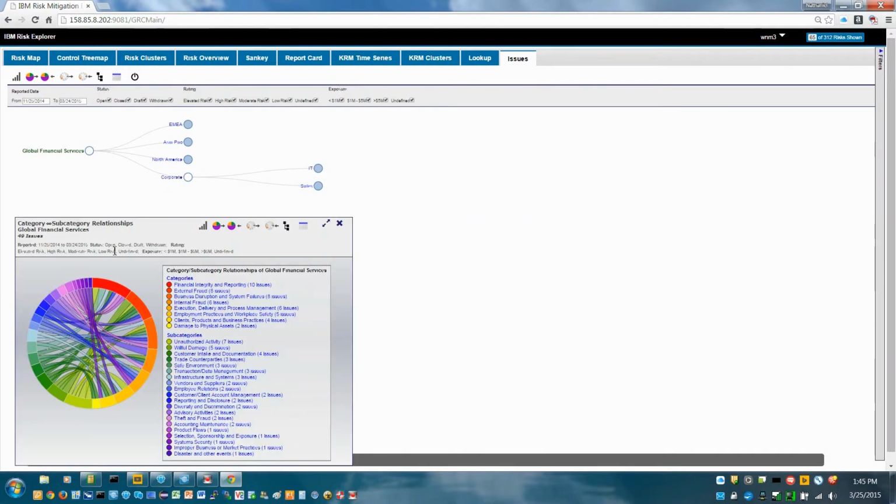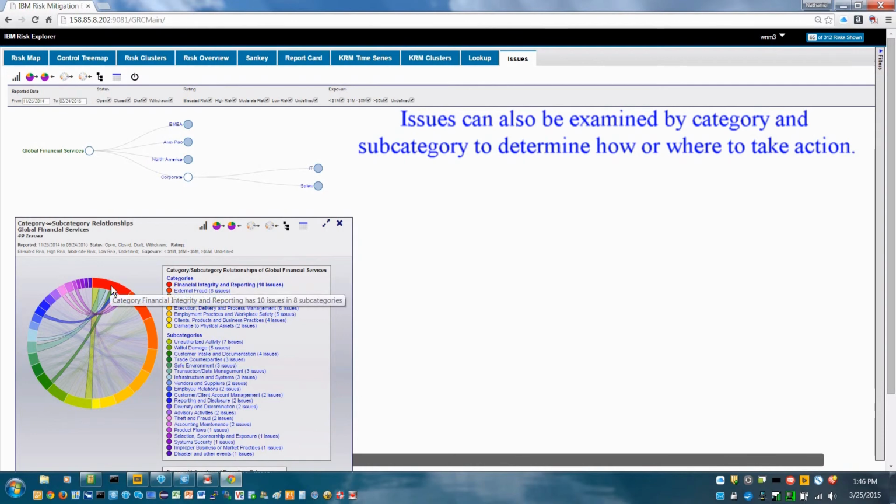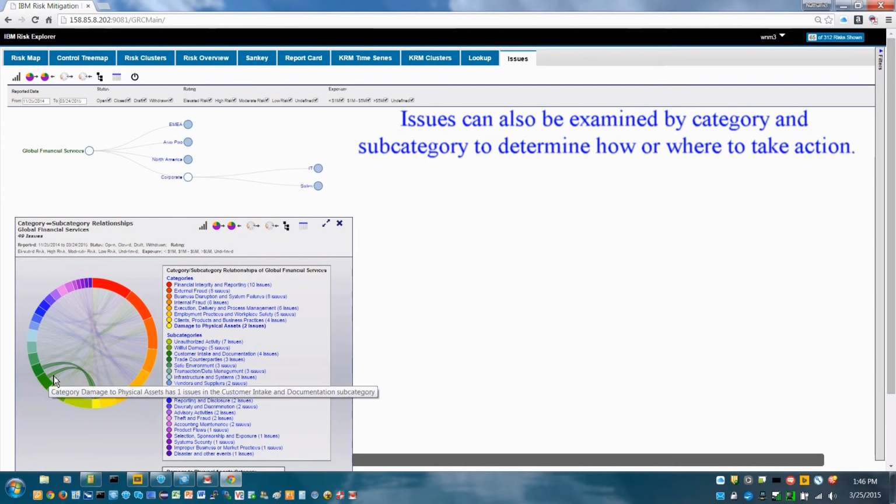We may want to look at issues based on categories and subcategories. Initially, let's take a look at financial integrity and reporting issues. We can see that there are 10 of those issues, and the highlighted chords show the relationship of that category to the subcategories. By clicking on the color associated with the category, we can highlight the subcategories that are affected by that category. If we change our focus to damage to physical assets, we can see that there are 2 issues affecting 2 subcategories. The chords or arcs show the number of issues from the category affecting the subcategory.